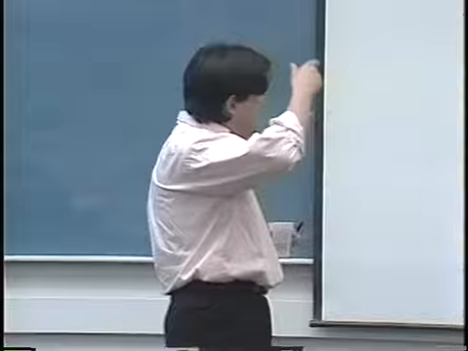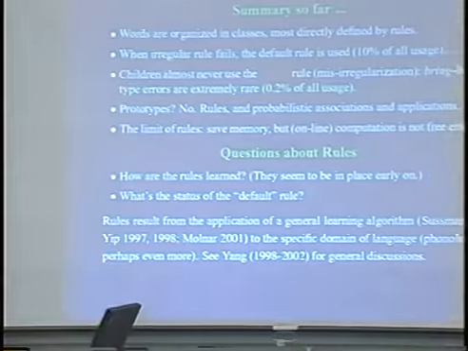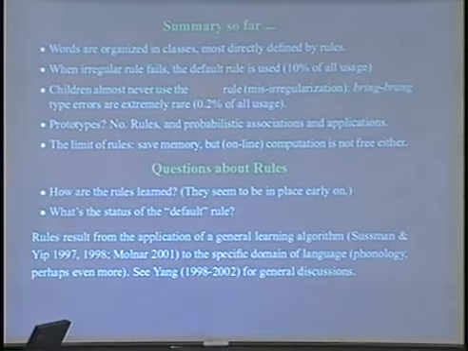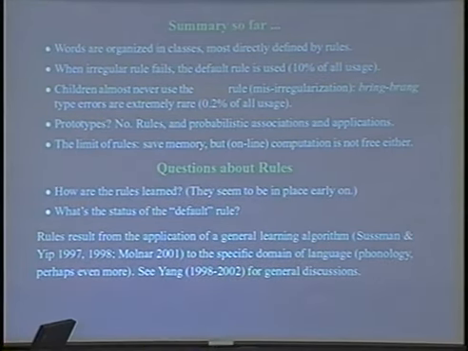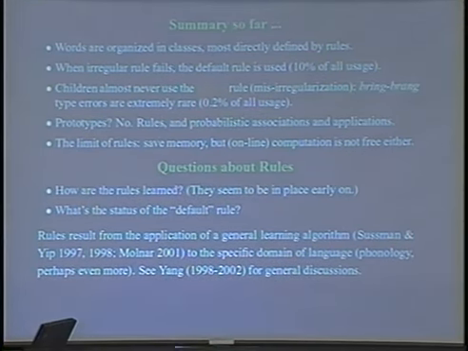But all the rules I've been describing are pretty surfacey type of rules, and they raise some questions. First, how are those rules learned? They seem to be there early on. I say this because kids don't deviate from the rules randomly. Even when they make errors, they don't say hold.